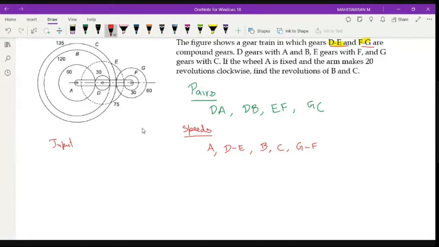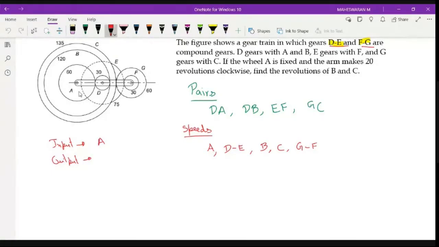Okay? Right. Can you identify which will be the input and which will be the output? A will be the input. Yeah, very good. Gear A is the input. Which is the output? E. Look here. E, I think. E or F.